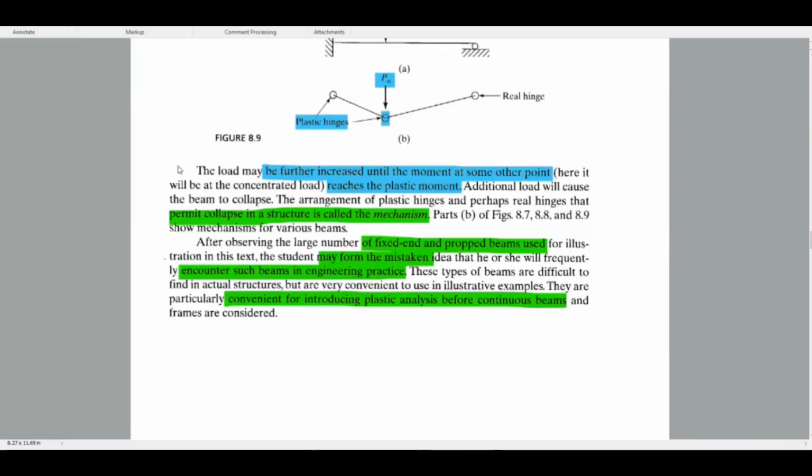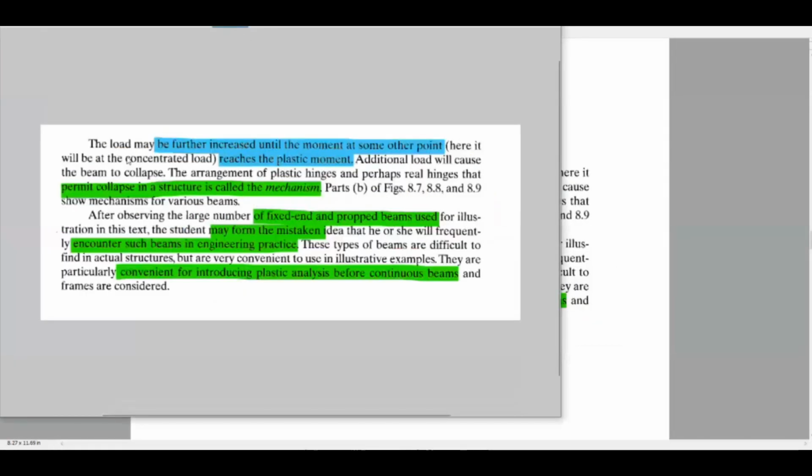So here if you see, the load may be further increased until the moment at some other point reaches the plastic moment. Here it will be at the concentrated load. Additional load will cause the beam to collapse.